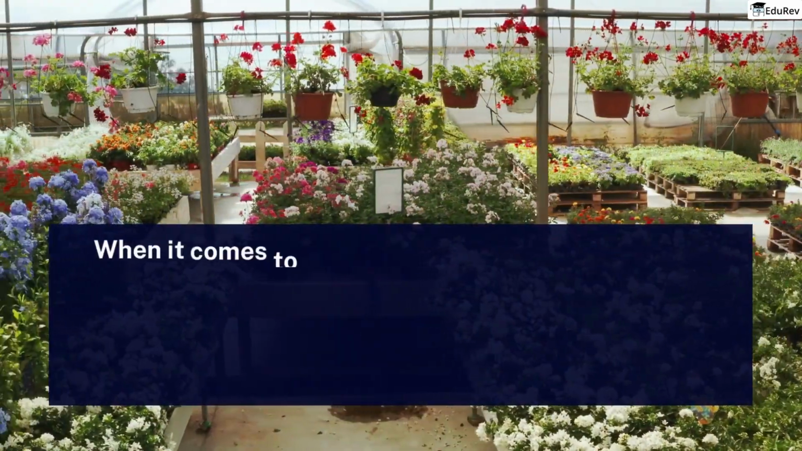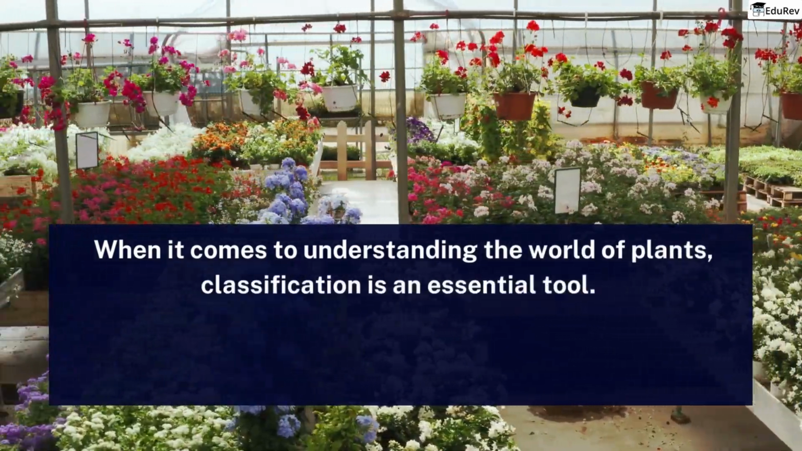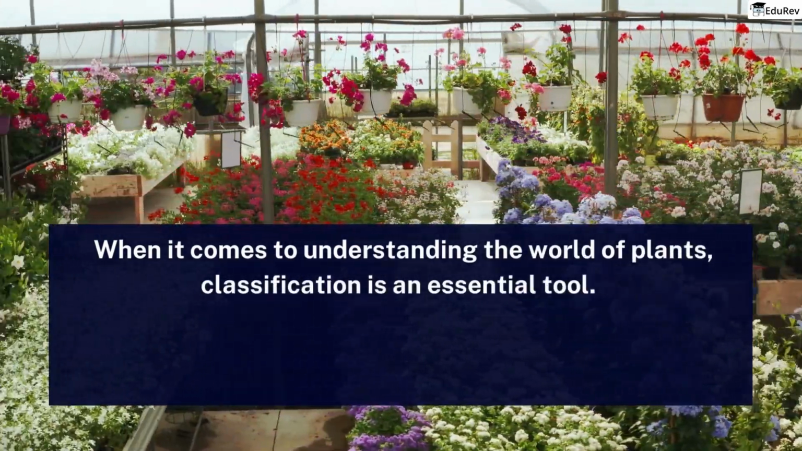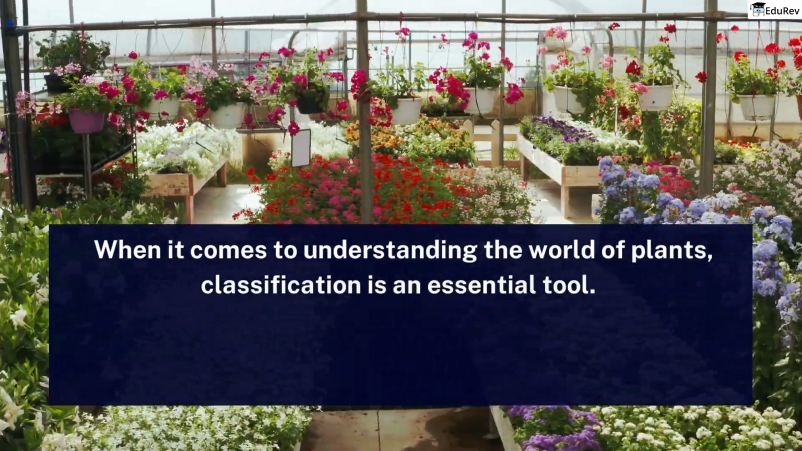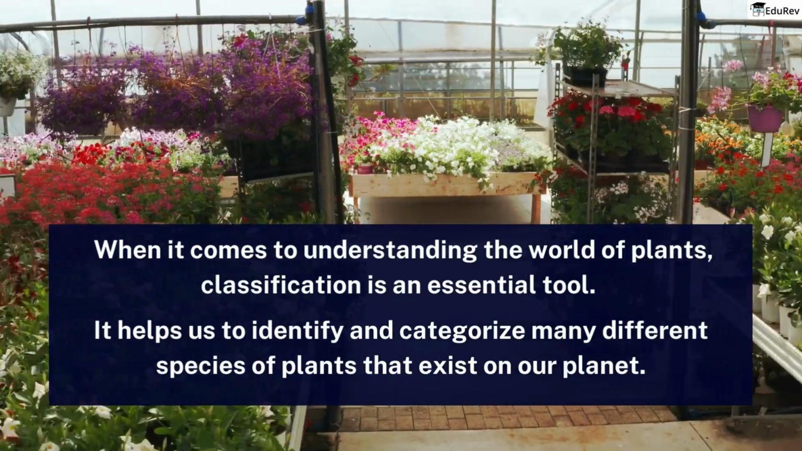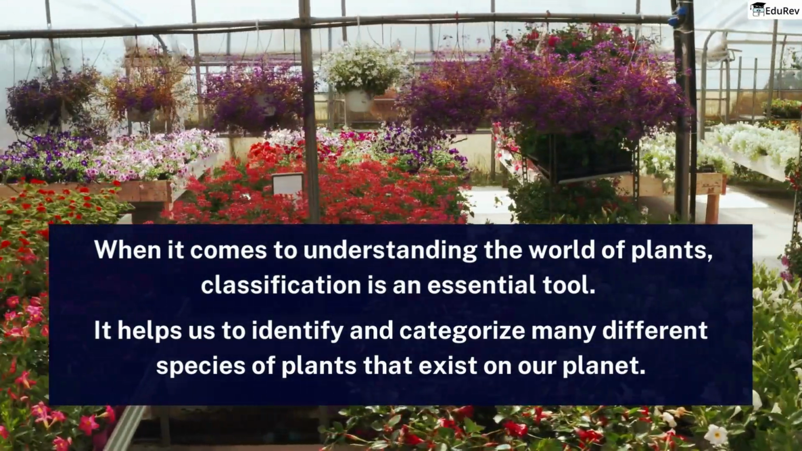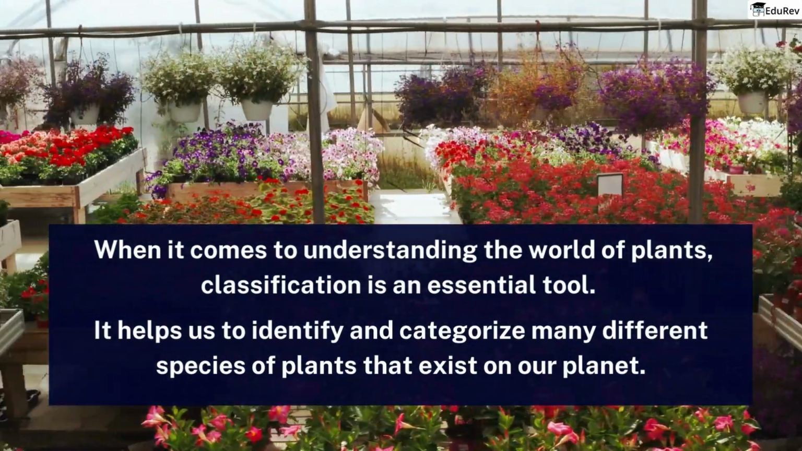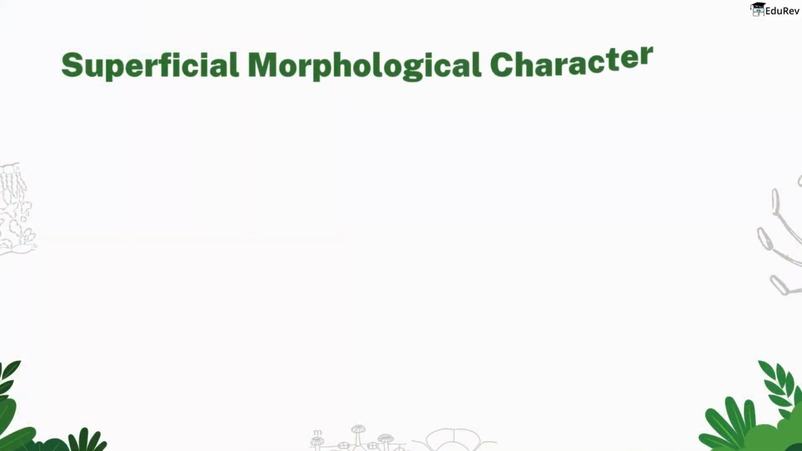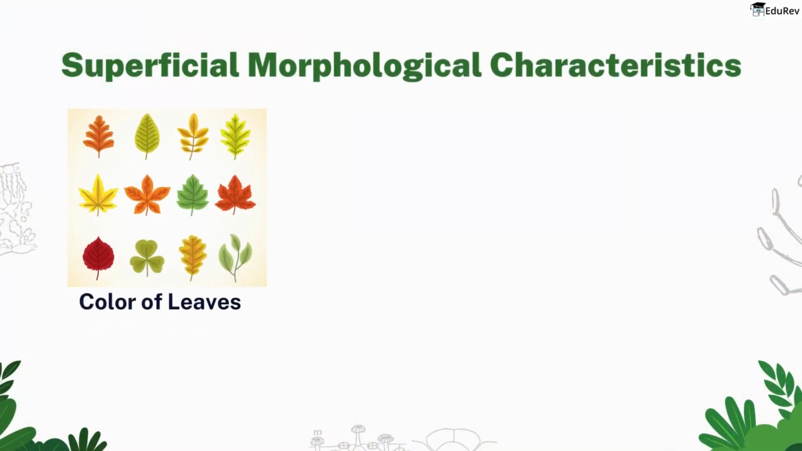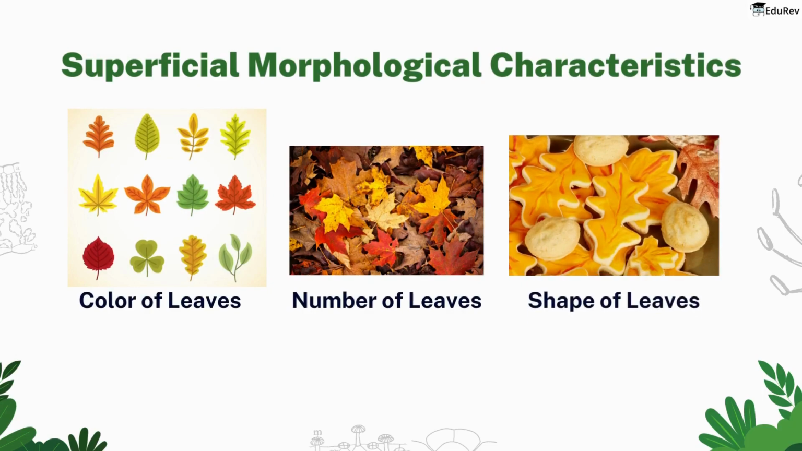So, when it comes to understanding the world of plants, classification is an essential tool. It helps us to identify and categorize many different species of plants that exist on our planet. However, the earliest systems of classification were based on superficial morphological characteristics such as color, number, and shape of leaves, and such systems are artificial.